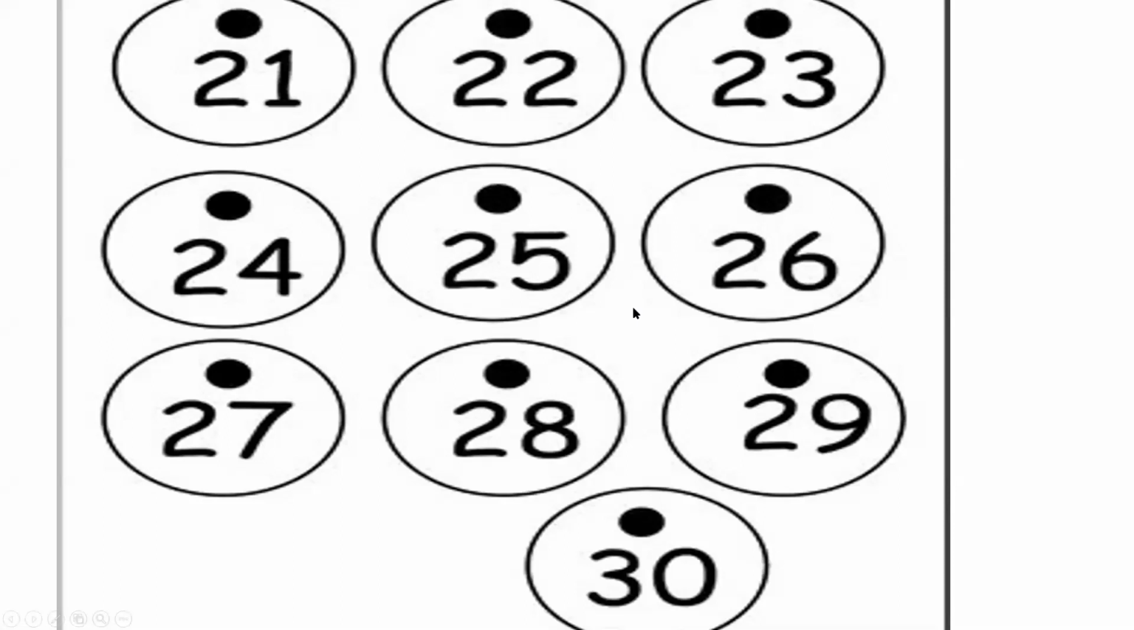Okay, students, now clear. 21 to 30. Once again, revise with me. Which number is this? 21. The next number is 22. 23. Yes, which number is this? Very good. 24. Next, 25. Then 26. Very good. 27. 28. 29. 30. Very good. Now you will count.